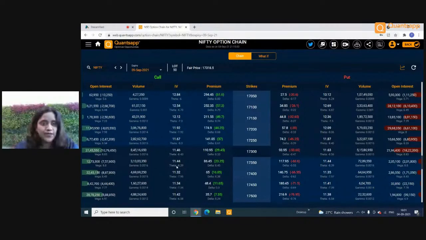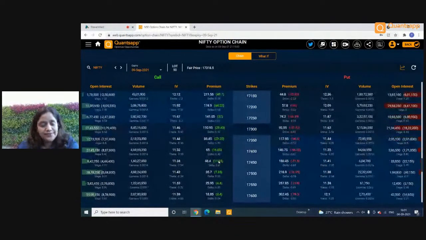When you go to web.concept.com, option chain, this is the screen which comes up. Now let's see what information we get from here. You have various strike prices. I've taken Nifty, and I've taken the expiry.